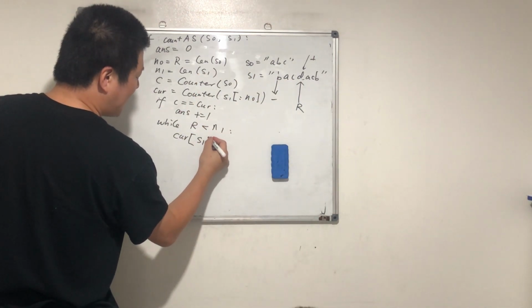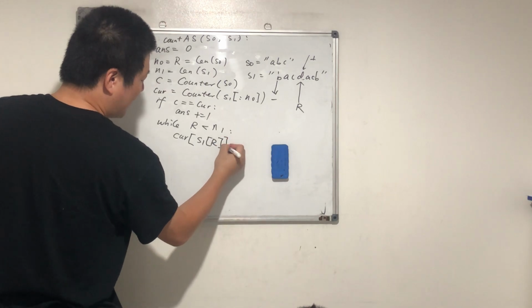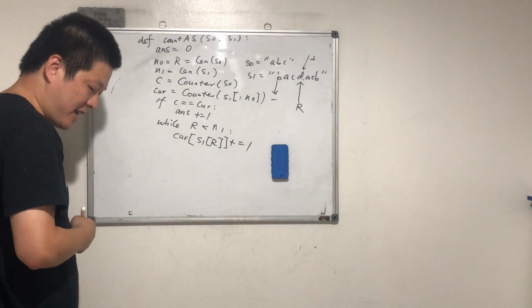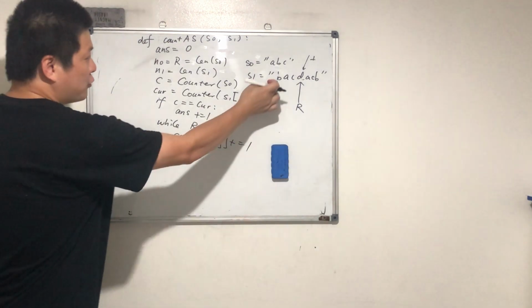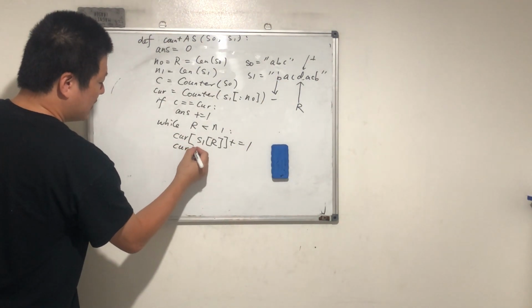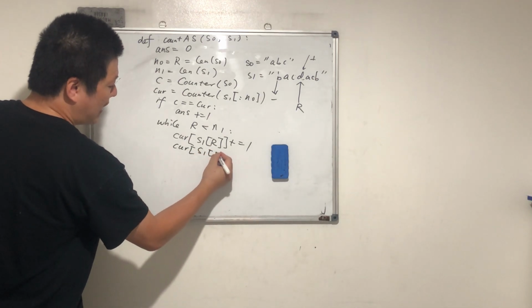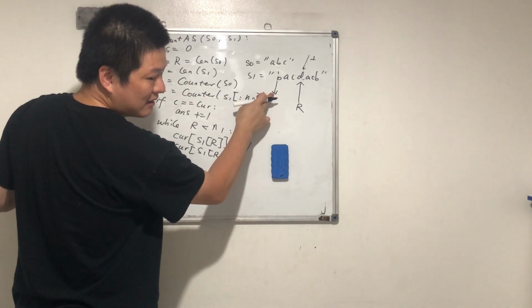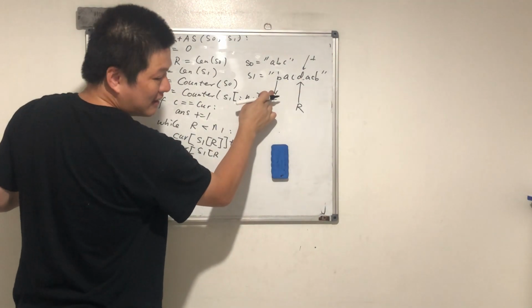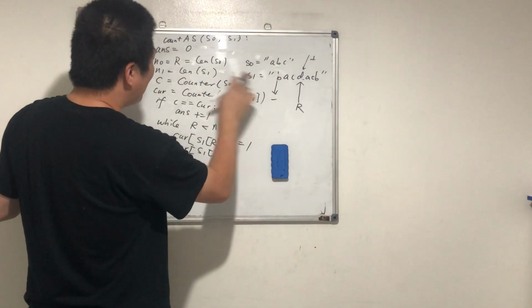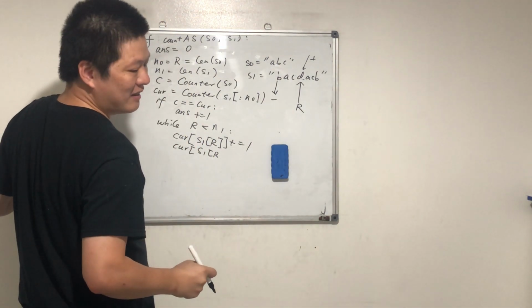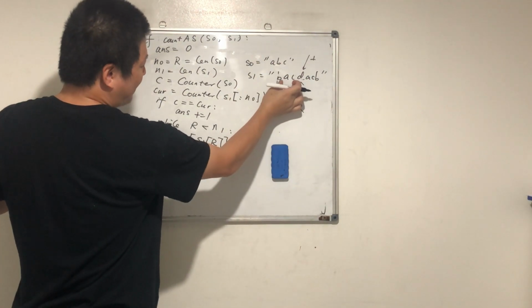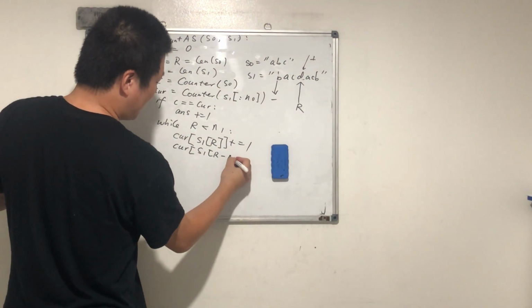S1 R plus equals 1. Okay? Got it? Everyone. And then let's remove this. Current S1 R. If this is R, what's this? R minus what? N0 and what? R minus S0. N0, the number of lengths. Minus N0.